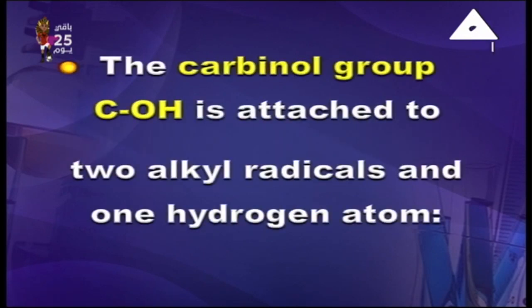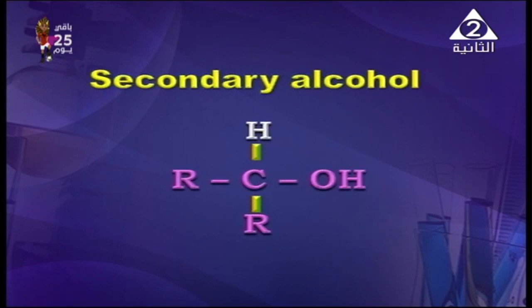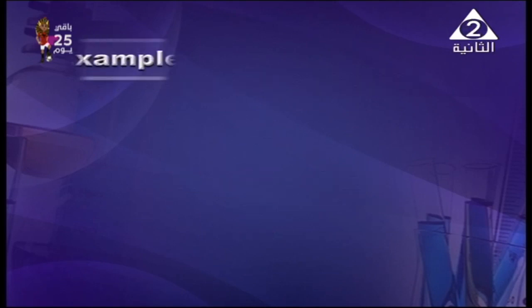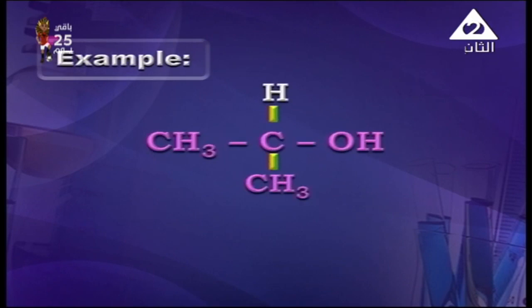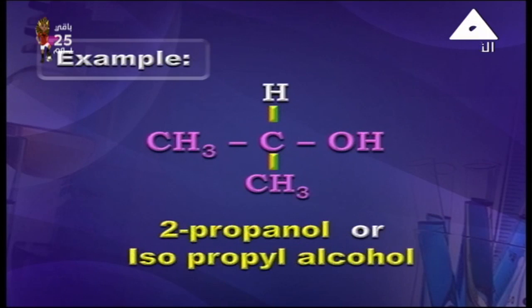Secondary alcohol: here the carbon of the carbonyl group is attached to 2 alkyl radicals and 1 hydrogen atom. Here, as secondary alcohol, the carbon atom of the carbonyl group is attached to two alkyl radicals. For example, CH3CHOHCH3, its IUPAC name is 2-propanol, but its common name is isopropyl alcohol.